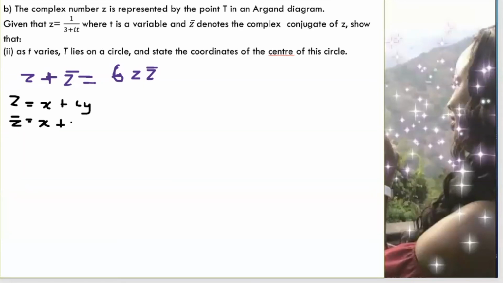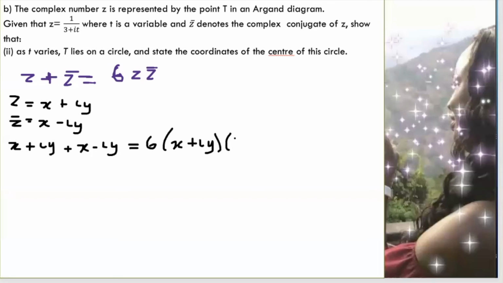And that means the conjugate would be x minus iy. So I'll be substituting this into the equation z plus z bar equals 6 and then z times z bar. So I replace z. Substituting in the left, I have x plus iy plus the conjugate x minus iy. And on the right, I'm substituting again x plus iy times the conjugate x minus iy.